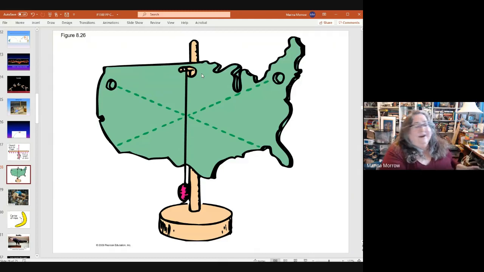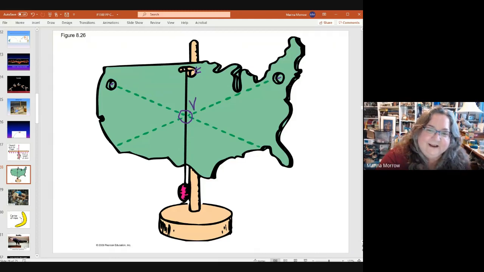So you can have any weird shaped object, and you can find the center of mass by holding it at different points. Here's a map of the United States, and you can see that you've held it at this point, and now at this point, and they all meet in one spot. Now, where's the center of the United States? That would be in Kansas. Kansas is the geographical center of the United States if it was flat.